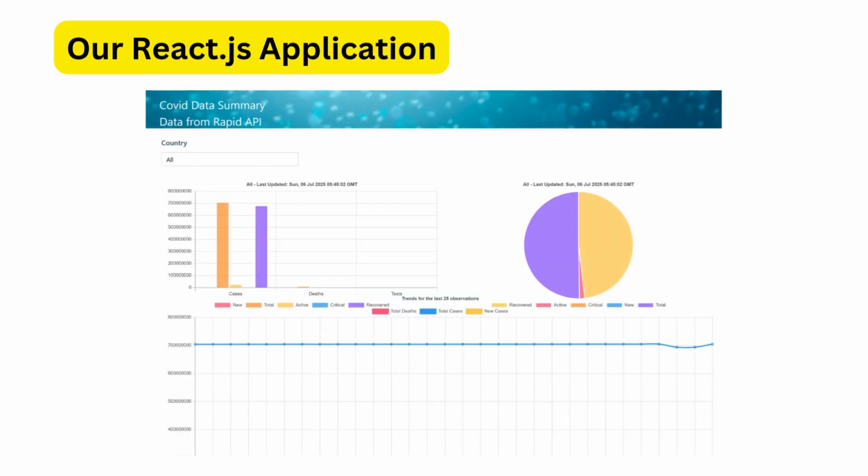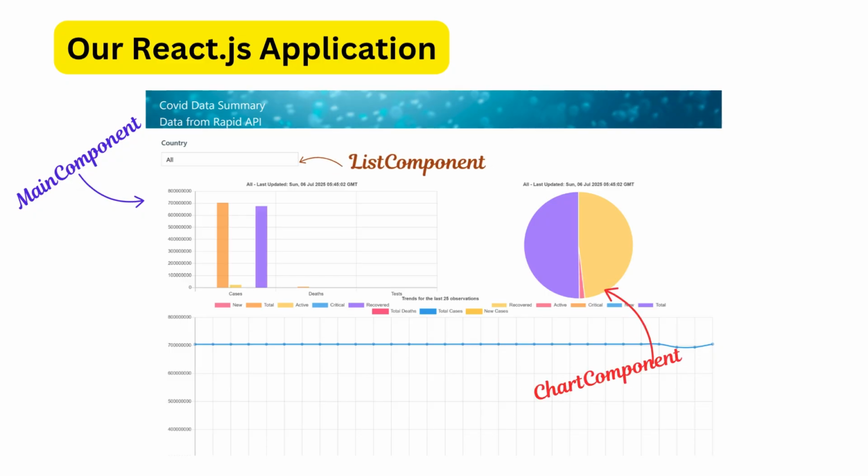If you look at our application, there are three components of the application on UI: main component, list component, and charts component. The main component acts as a parent component and hosts list and chart components. The user selects the country from the list component. Once the country is selected, its data is fetched and rendered in the chart component.